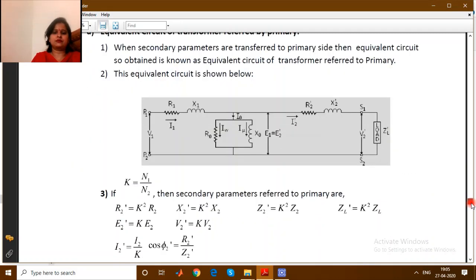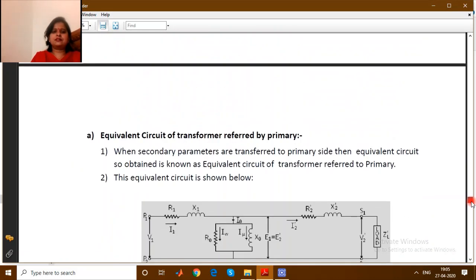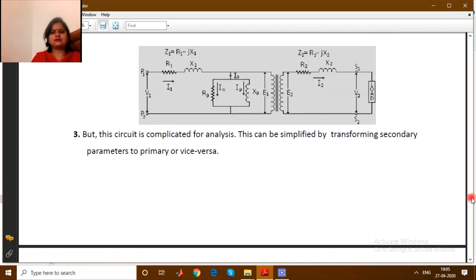Now in the next lecture we will discuss how we can refer the equivalent circuit of the transformer either to the primary side or to the secondary side for the sake of simplicity of the calculations.